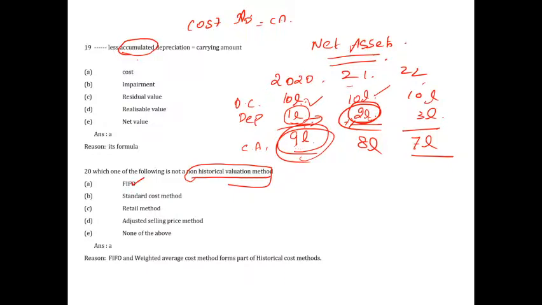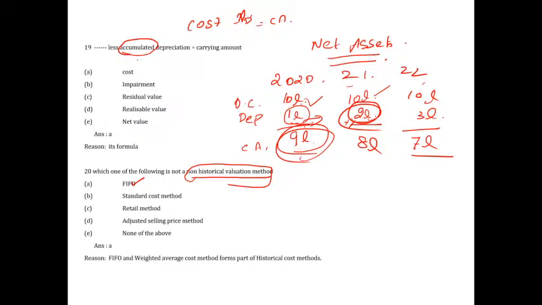The question is, which one of the following is not a non-historical valuation method? Non-historical means you are not going to value on the original date. For example, I purchased these goods on 1st of April 2022, and now I am standing in 2023. So how are we going to carry them? Are you going to carry the 2022 value or the 2023 value? If I carry at the 2022 value, then that is a historical valuation. If I carry whatever is the recent value, then that is called non-historical valuation.